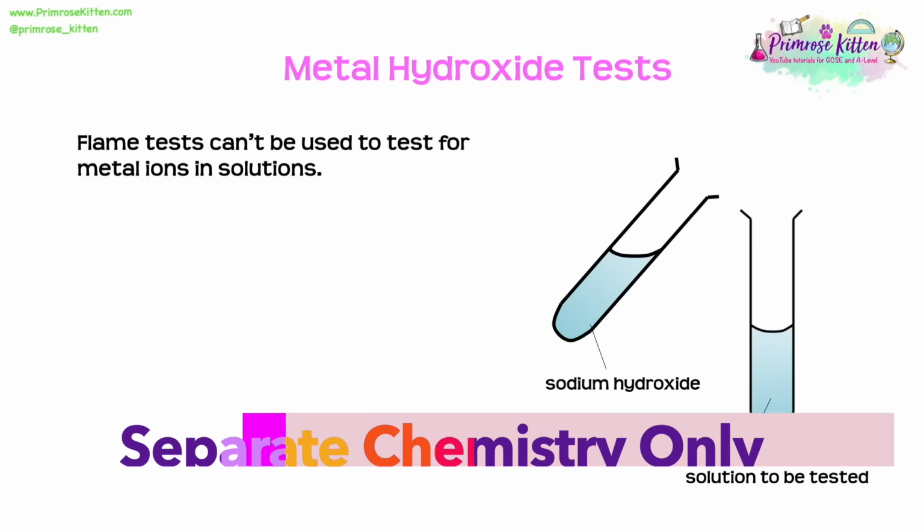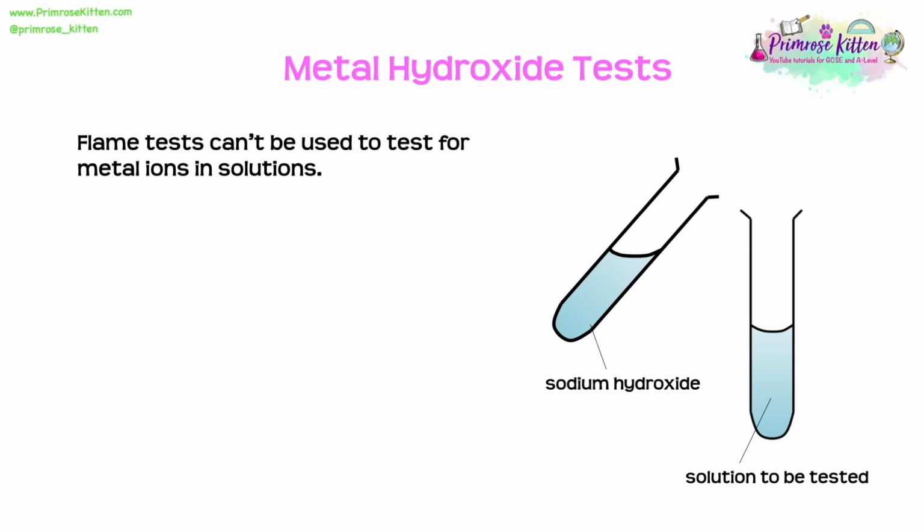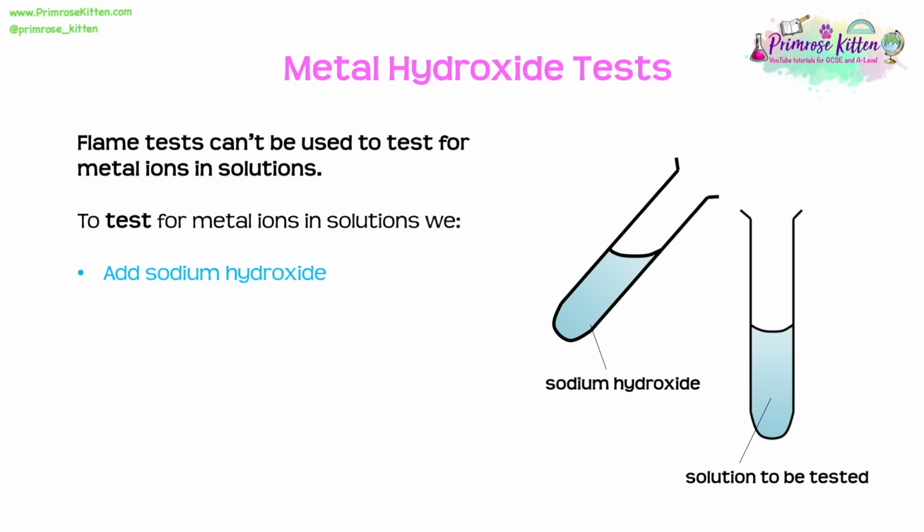When we have metal ions in a solution instead, we can't use a flame test. Instead, we're going to use this sodium hydroxide test. So to test for metal ions in solutions, we add sodium hydroxide to our solution that we're testing. And then if a certain metal ion is present, we will see a precipitate form. And the colour of that precipitate will enable us to identify it.